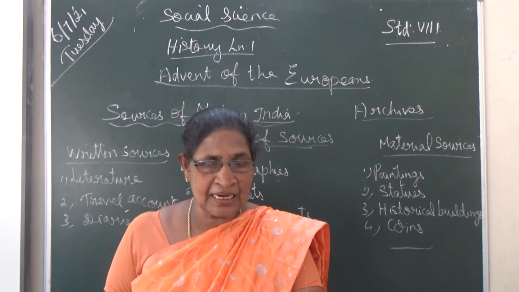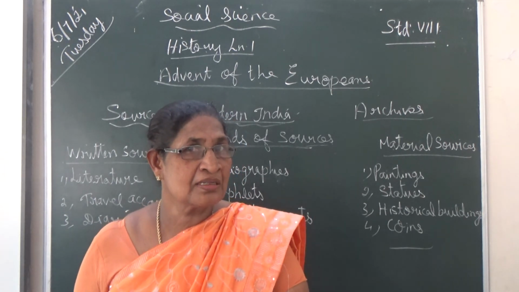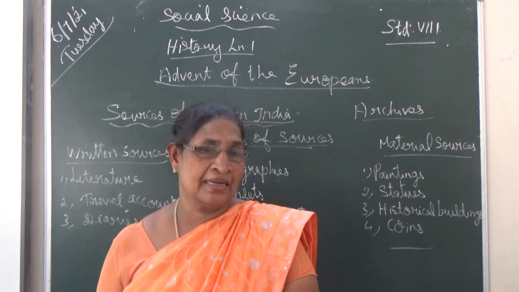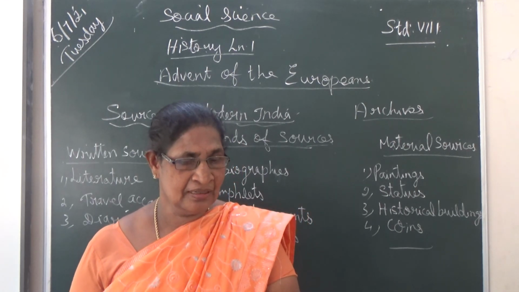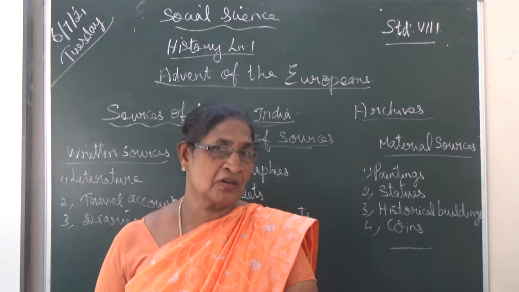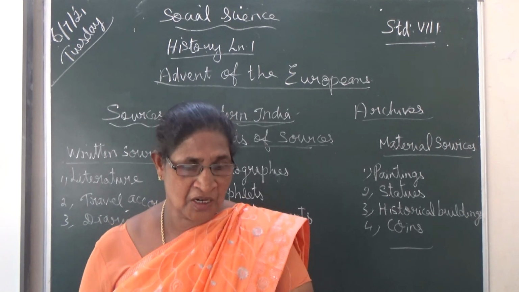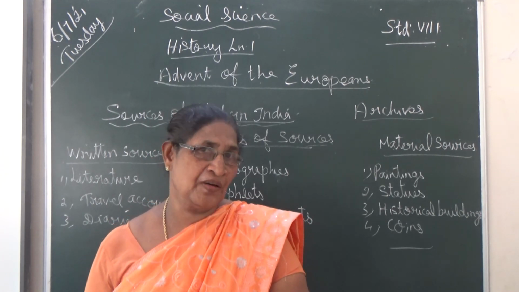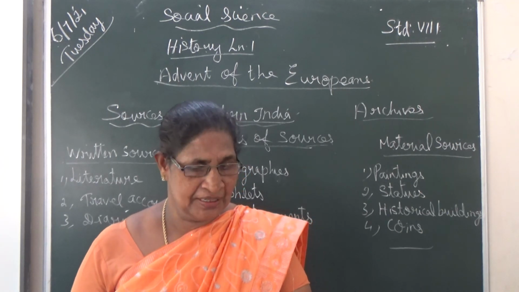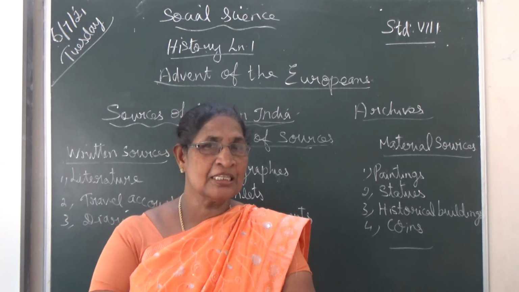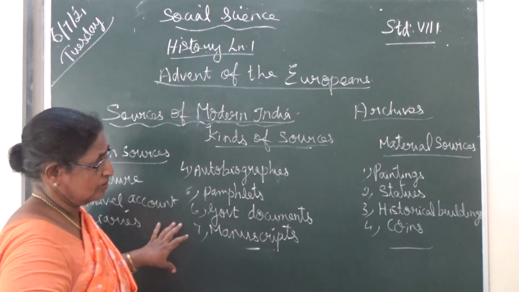The first calendar of Madras records was published in 1917, which was prepared by Wells. Who prepared the calendar of Madras records? Wells. In which year was it published? In 1917. Okay, this much only about the written sources.